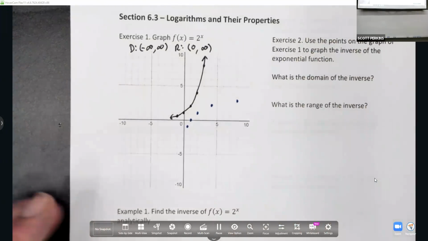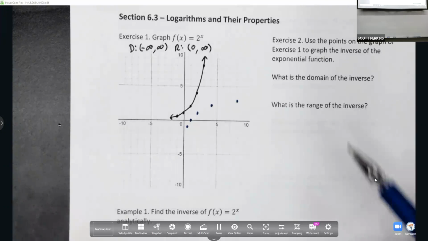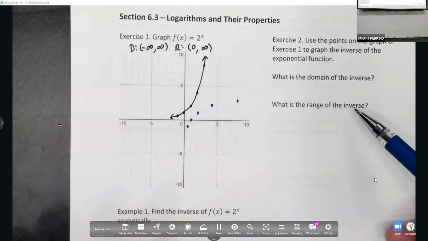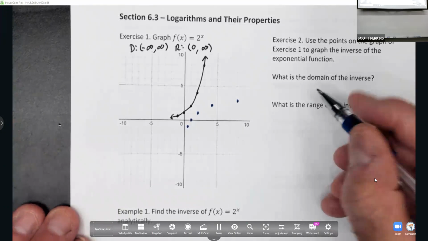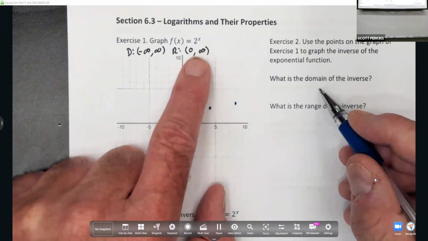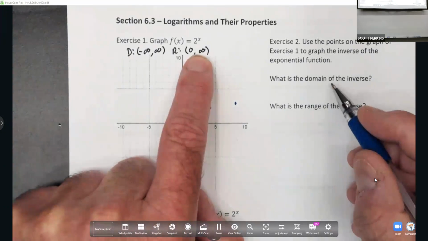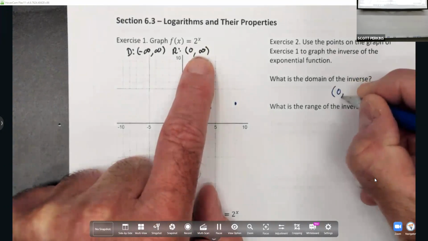Now, we'll connect the dots in a minute, but I'm hoping as you consider the domain and the range, you remember that since we flip-flop the x's and the y's, the domain and the range of the inverse are just related to the domain and the range of the original function. What's the domain of the inverse going to be? Yeah, it's just going to be the range. The x values of the inverse are the y values of the original function, so 0 to infinity.